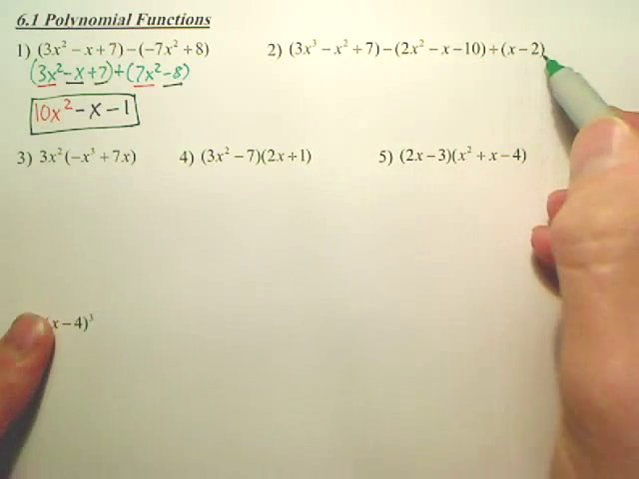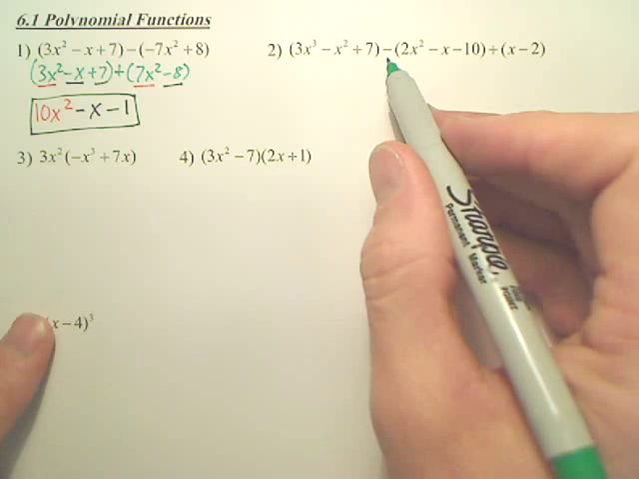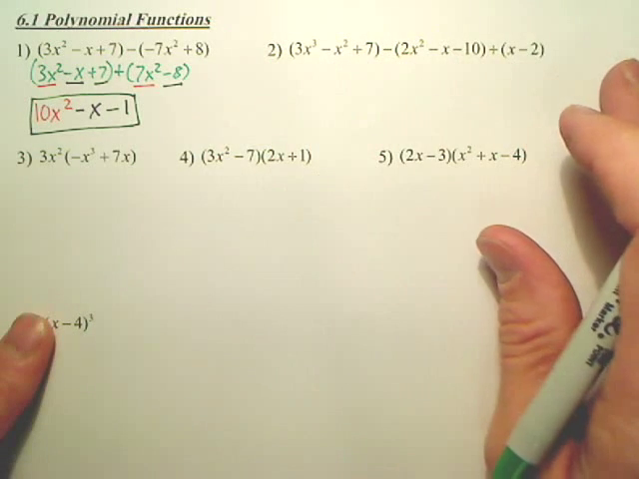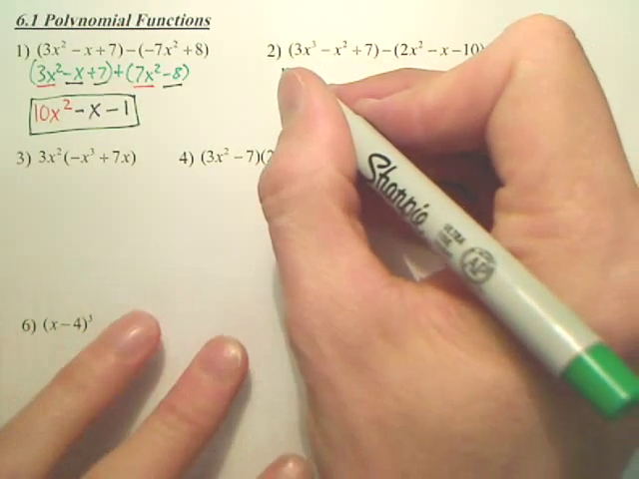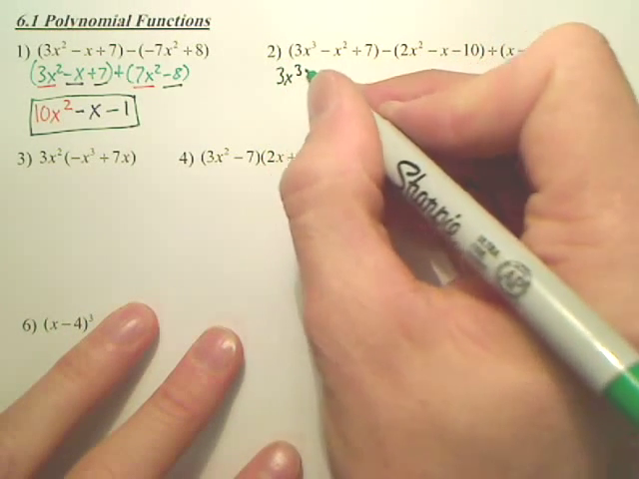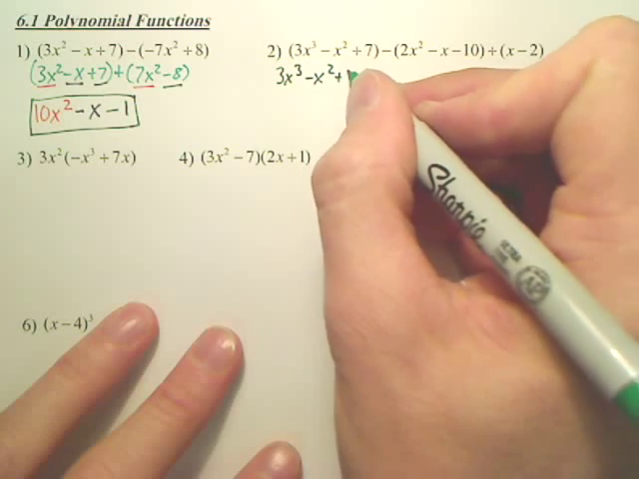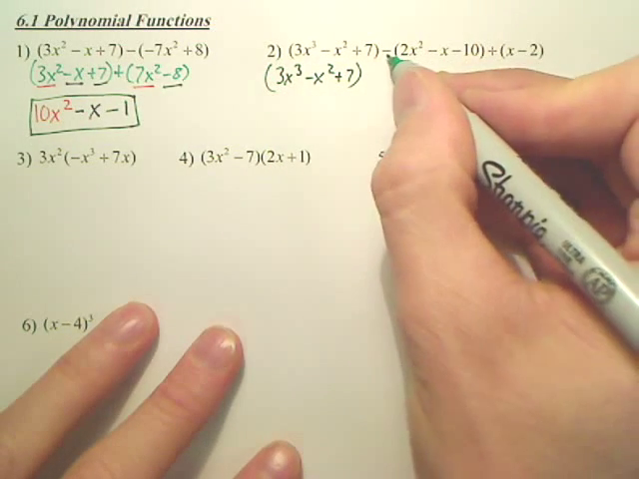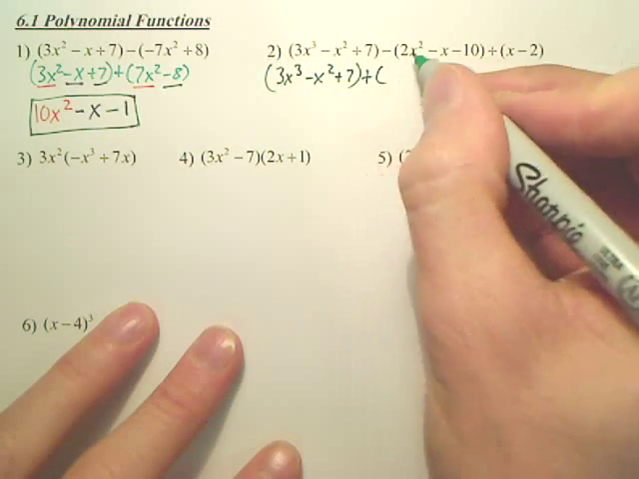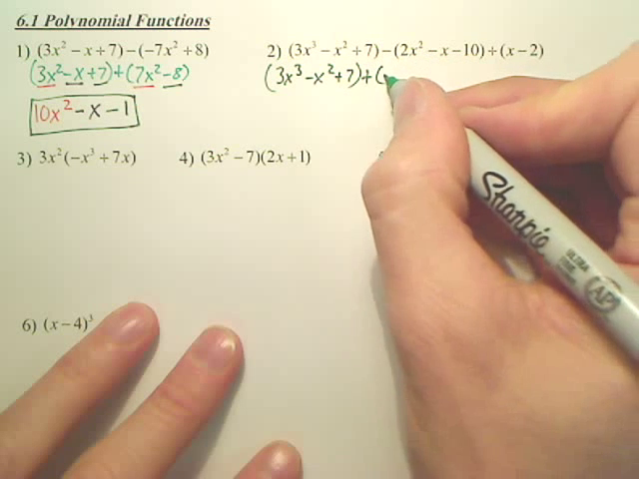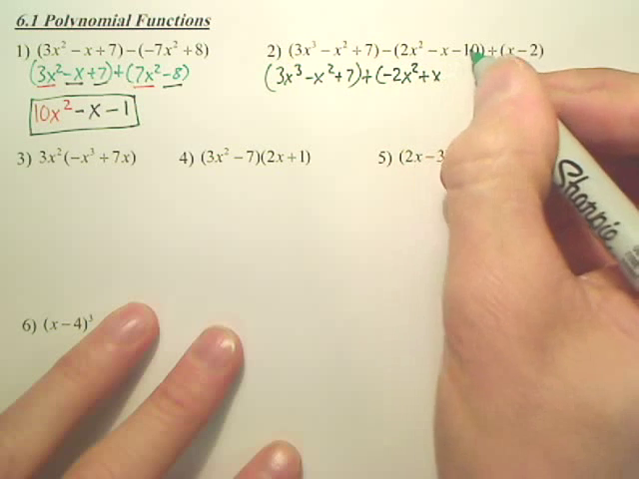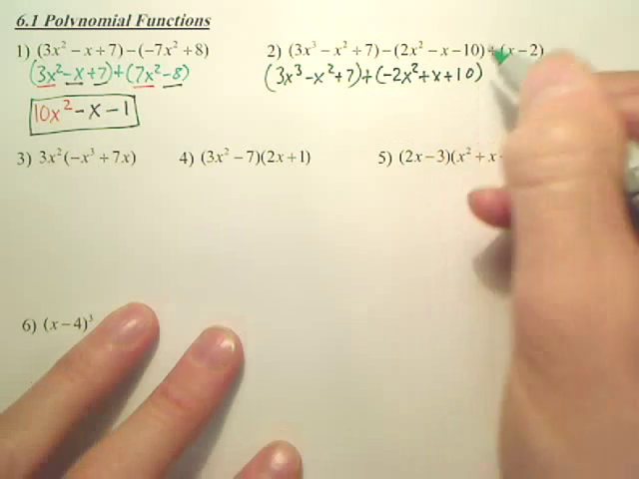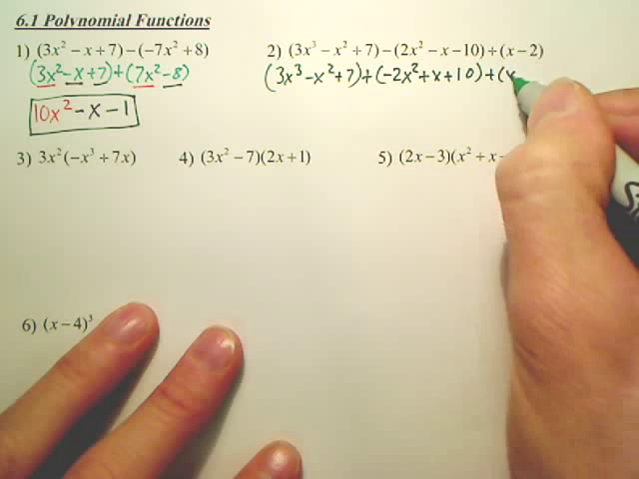Okay, for this one, first thing we're going to do is change this to a plus, and then we're going to combine everything. We have 3 different sets of things combined. So we have 3x cubed. That's a cubed. I'm rewriting the first one. Since this is a minus, I'm going to make it a plus. So this is going to become a negative 2x squared. This is going to become a positive x. And this is going to become a positive 10. And then plus x minus 2.